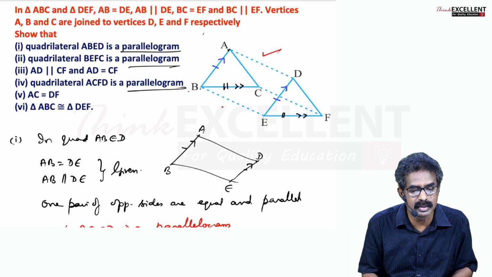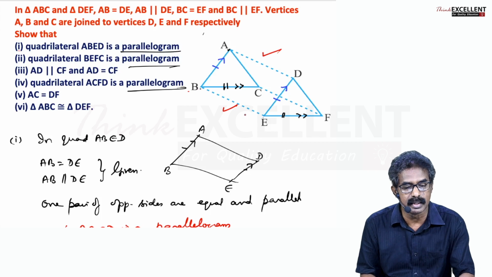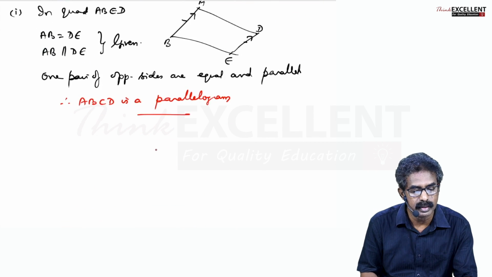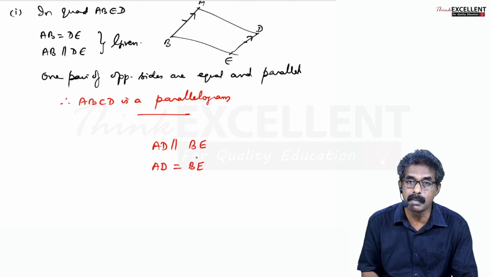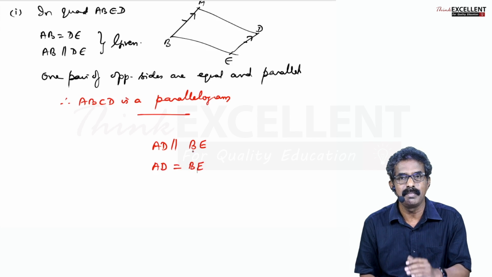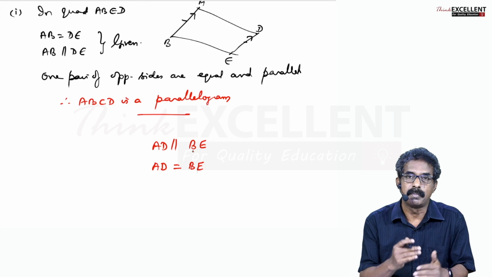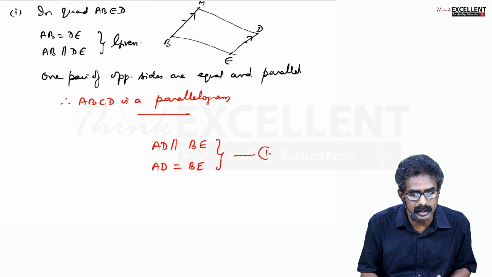So listen, ABED is a parallelogram. Now what can you say about these 2? Since it is a parallelogram, AD and BE are parallel. AD and BE are also equal. AD parallel to BE and AD equal to BE, because it is a parallelogram. In triangles we say CPCT, but here it is a parallelogram, so you know the opposite sides are parallel and equal. We use it a little later, so keep it here.